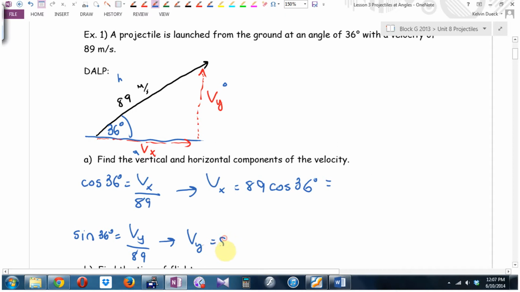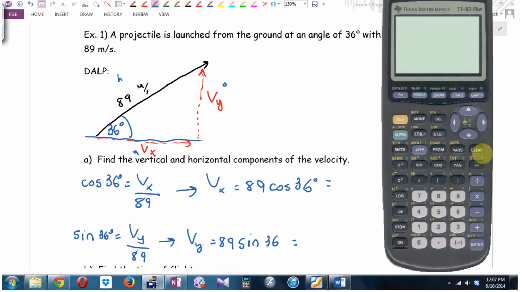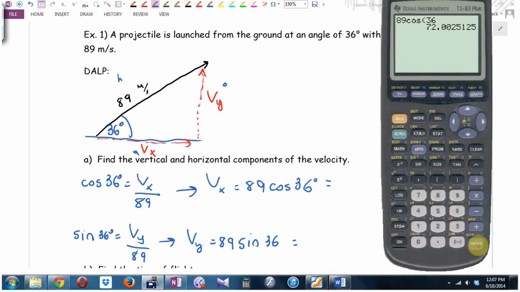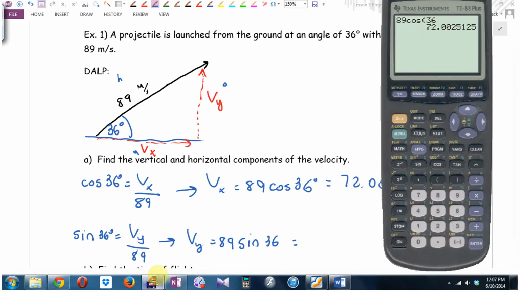Vy is going to be 89 sine 36. I should go to 2 sig figs because the 89 is 2 sig figs, but I'm going to carry a few extra sig figs because I know I'm going to use this. So 89 cos 36 is 72 even. Oh, that's nice. That's my horizontal velocity when I leave the ground. And the vertical velocity is 89 sine 36, 52.31.